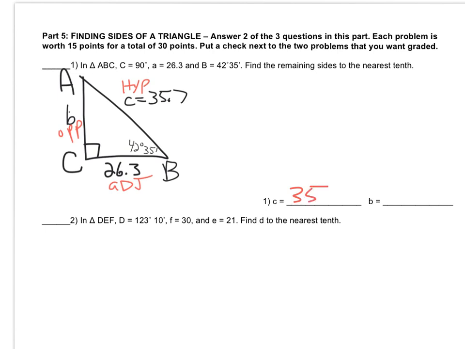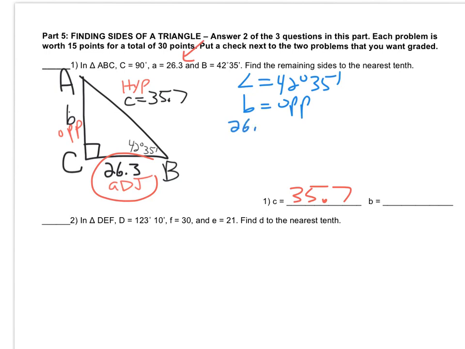So now I have to go about finding little b. Well, the angle is still 42 degrees, 35 minutes. Little b is the opposite. Now, I was given in the problem this 26.3. I went about solving for the hypotenuse and I got 35.7. You should always use what's given to you in the problem. So in this case, I'm going to write down that 26.3 equals adjacent.